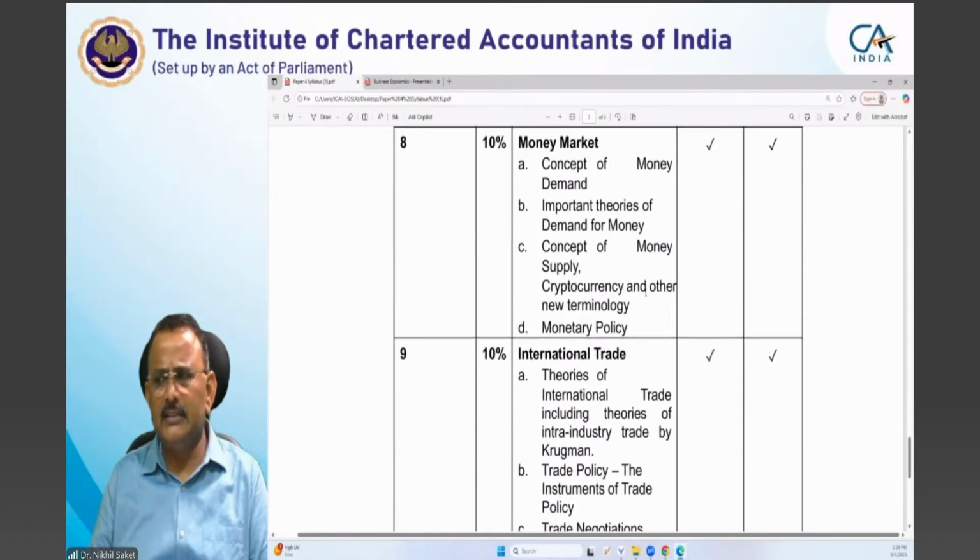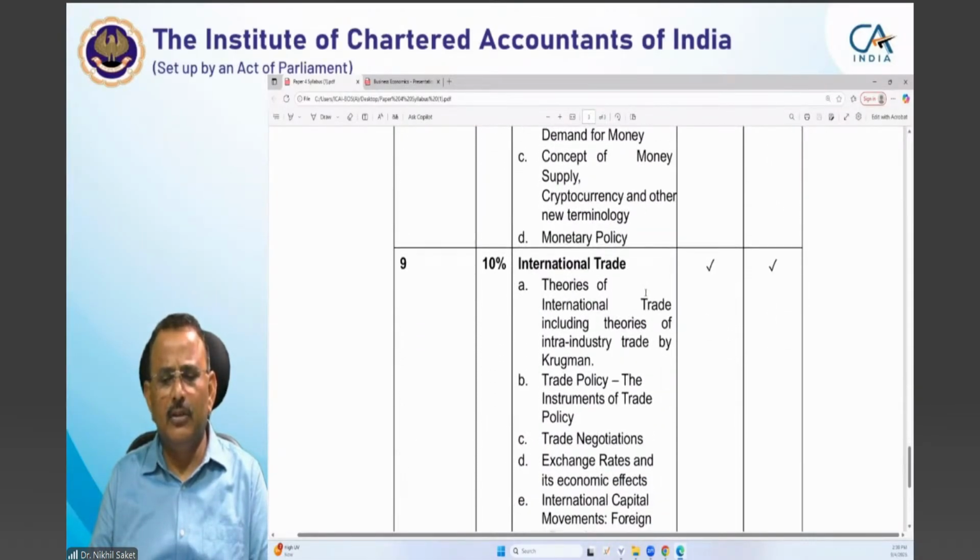Next is international trade. Theories of international trade, including inter-industry trade by Krugman. There are different theories, Mundell's theory, Ricardo theory, which are explained in detail in your course module, and definitely you need to have prepared that, and mostly questions come from these units.